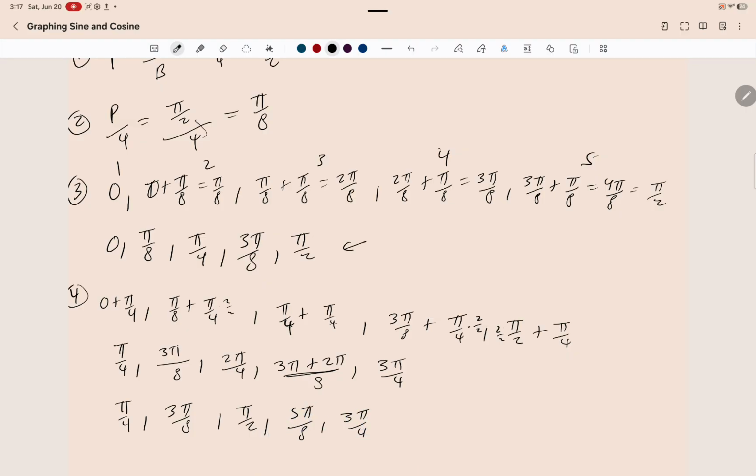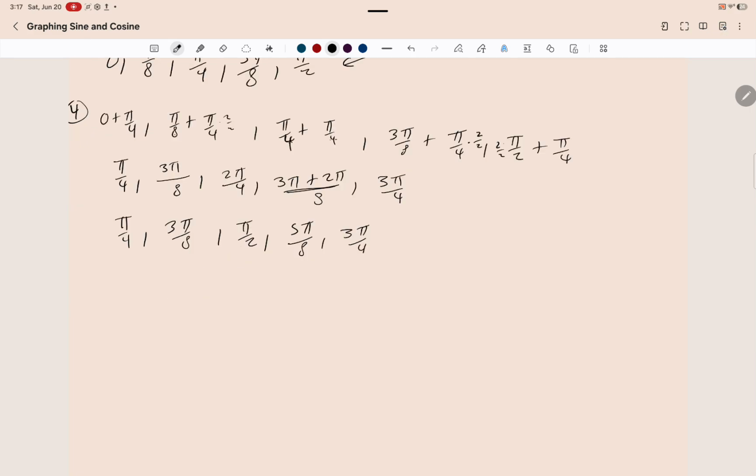And guess what? These are the tick marks on the x-axis. The x values that we're going to use are labeling. So when we're done, we just have to put the points in: pi over 4, 3 pi over 8, pi over 2, 5 pi over 8, and 3 pi over 4. And remembering that the cosine function starts at 1 when it's 0, so we just shifted it over.